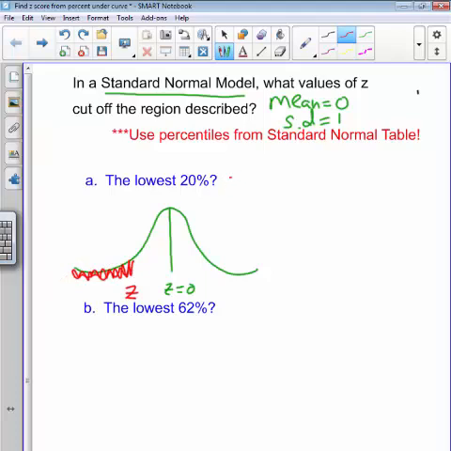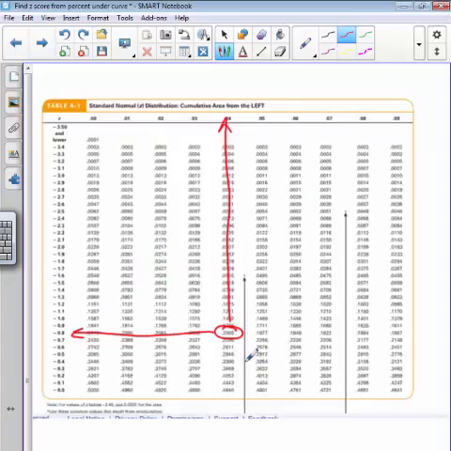To determine the z-score, first we need to turn the 20% into a decimal form, so 0.20. Now we need to look this value up in the standard normal table. Since this value is to the left of the mean, we know that the z-value will be negative. In the table, we look for the value that is closest to 0.20, and we come up with 0.2005. We move to the left to find the first two digits of our z-score, then we move up to find the third digit. In this case, our z-score is negative 0.84.